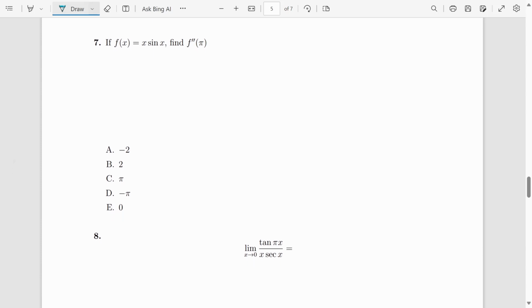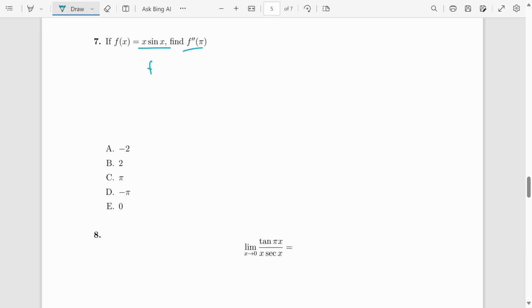All right, question 7. Oh, halfway point, just realized, that's cool. This is a derivative problem. A double derivative problem this time. We have to find f double prime of f(x) equals x times sine of x. We need to do two derivatives on it.